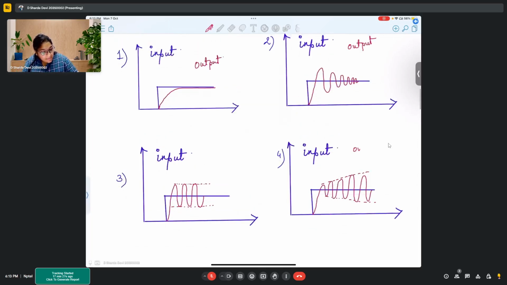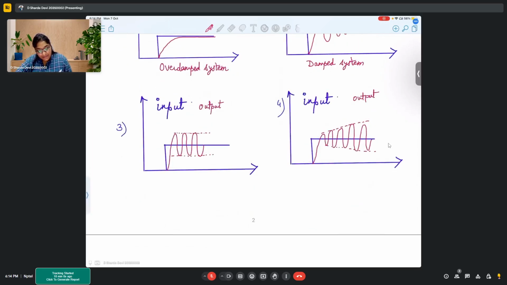Now, to name them out, first of all, the first condition, we call this an overdamped system. Okay. The second one is a damped system. Why damped? Because its output is slowly reducing, right? So when there is a reduction, we call it a damping effect. So that's why it is a damped system.